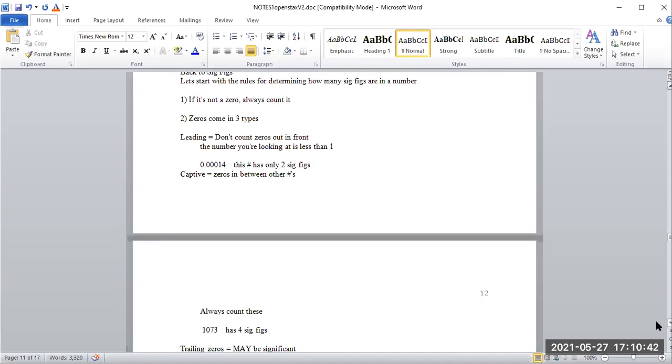Leading zeros, meaning that your number is very small and less than 1. The leading zeros are not counted because you could write that number in scientific notation. So I have 0.00014. I could write it as 1.4 times 10 to the negative 4th. Only the 1 and the 4 are significant figures. The others are basically placeholders.